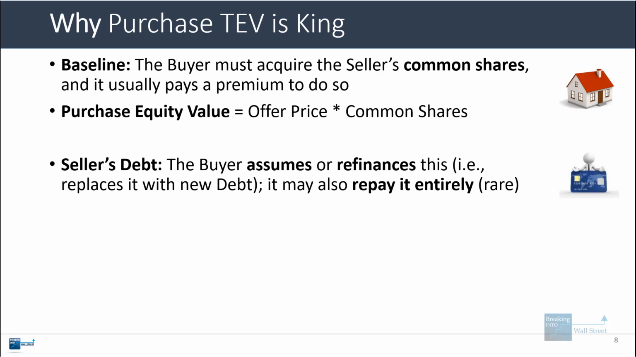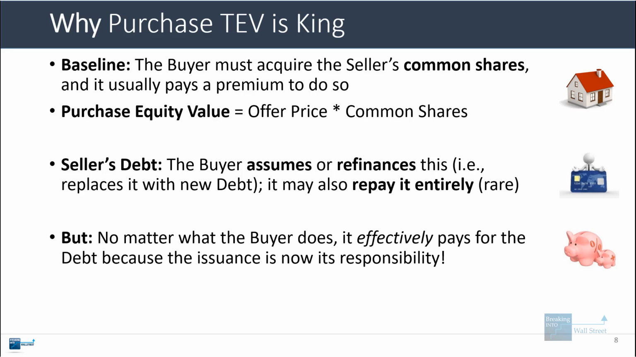The purchase equity value equals the offer price times the common shares. When you think about the seller's debt and cash, there are a couple options. The buyer could assume the seller's debt and simply take it over, or it could refinance the debt. In other words, it could raise new debt and then use the proceeds from that issuance to repay the existing debt, or the buyer could simply repay the seller's debt entirely with its own cash on hand. Now, this last case is pretty rare. You hardly ever see it, but it is technically possible.